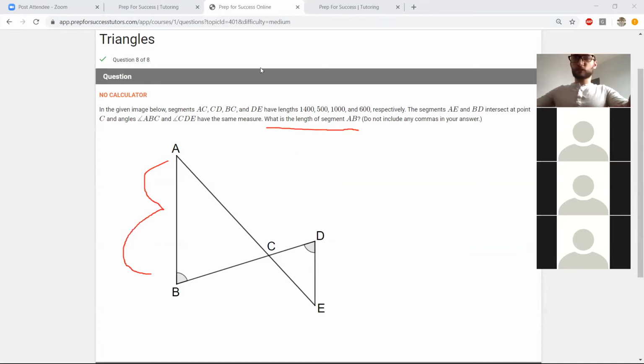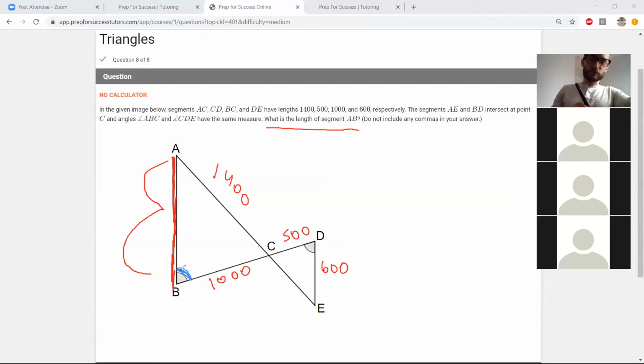Okay, so most of you guys who messaged me got it correct. Let me just make sure and chime in here. So they said AC is 1400, so this right here is 1400. They said CD is 500, so this right here is 500. They said BC is 1000, so this right here is 1000. And then they said DE is 600. So in that case, we want to know what is AB. Ready? So here's what we do. We have to match them up.